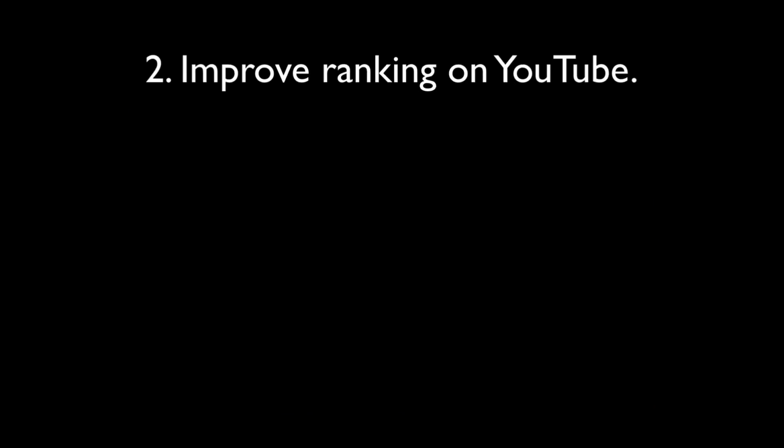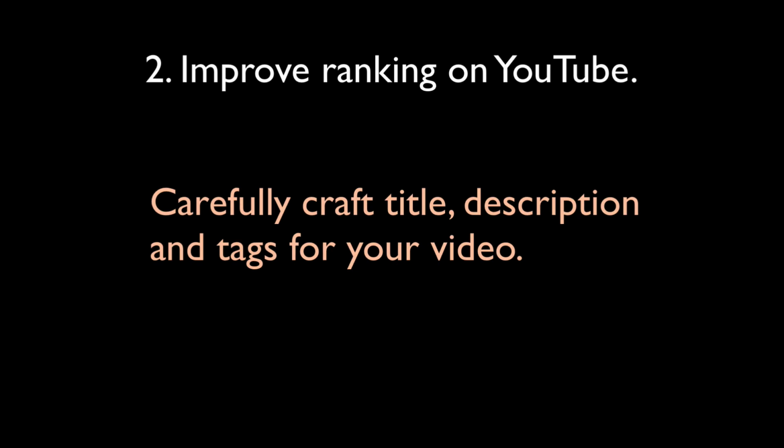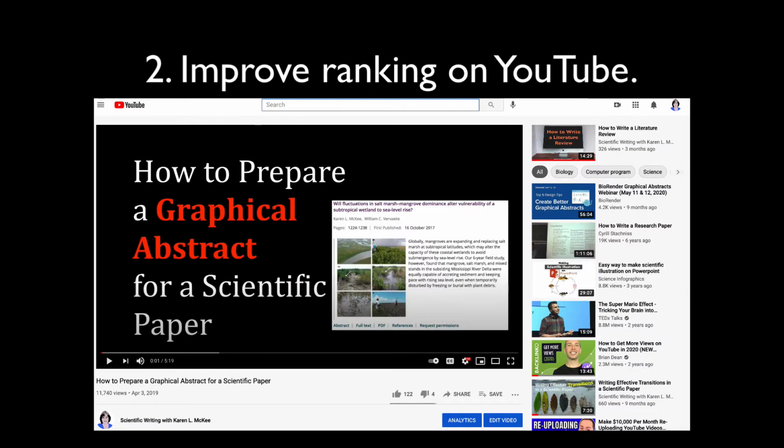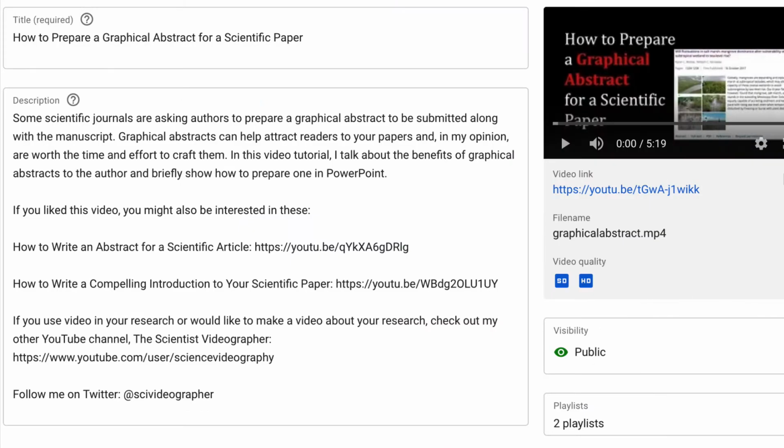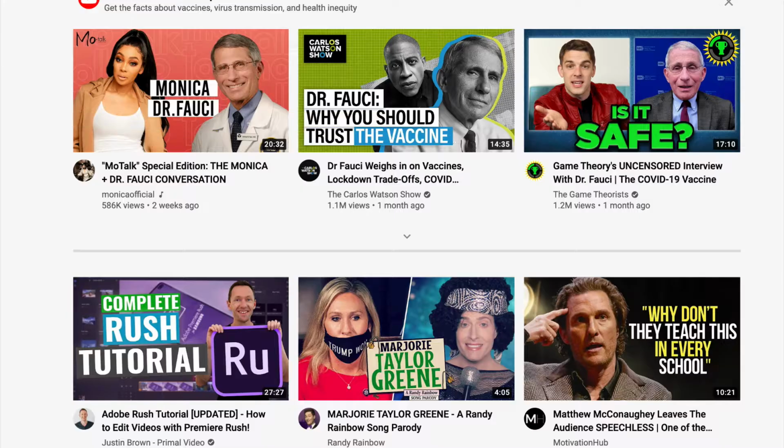Second, you want to rank high in a search, which means you need to craft your title, description, and tags accordingly. Here is an example of a video tutorial I posted on my other YouTube channel on scientific writing, showing how to prepare a graphical abstract for a scientific paper. My title states exactly what my video is about, and the description repeats some key words such as graphical abstract and scientific journal. Avoid cutesy or ambiguous titles.